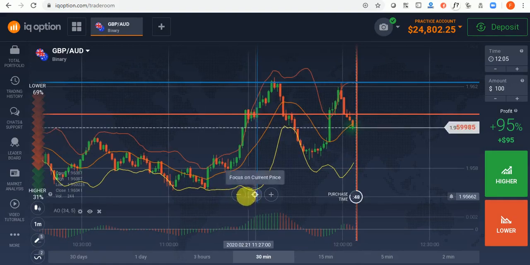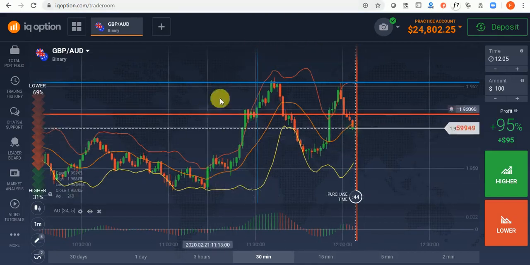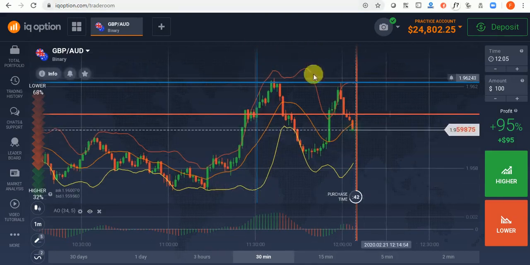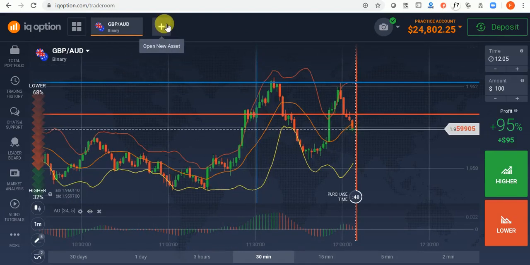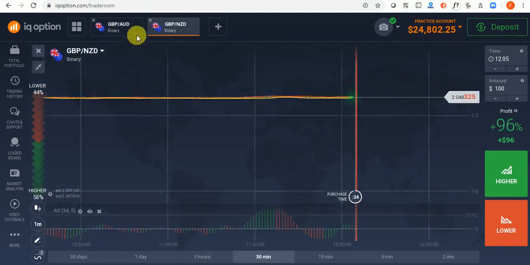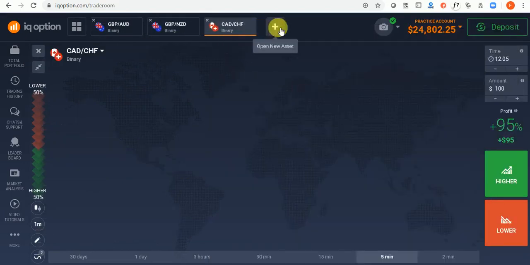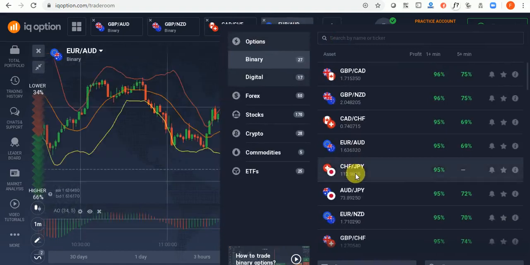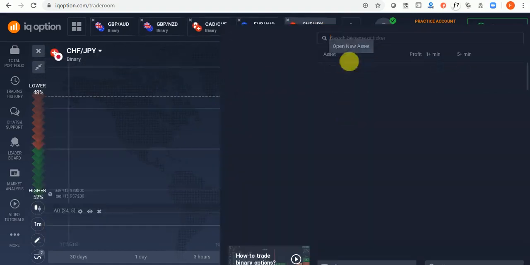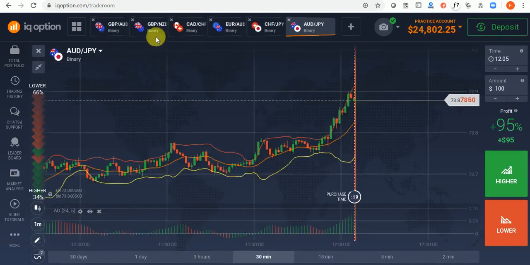Please always take your time. Now you might be wondering, how would I have to wait for the market to reach here? Look, you have multiple pairs to trade. All you have to do is open all your other pairs. Look here, this is GBP AUD, this is GBP NZD, this is CAD CHF, this is EUR AUD, this is GBP JPY. You can open up to 6. Train yourself to work with about 6 charts.